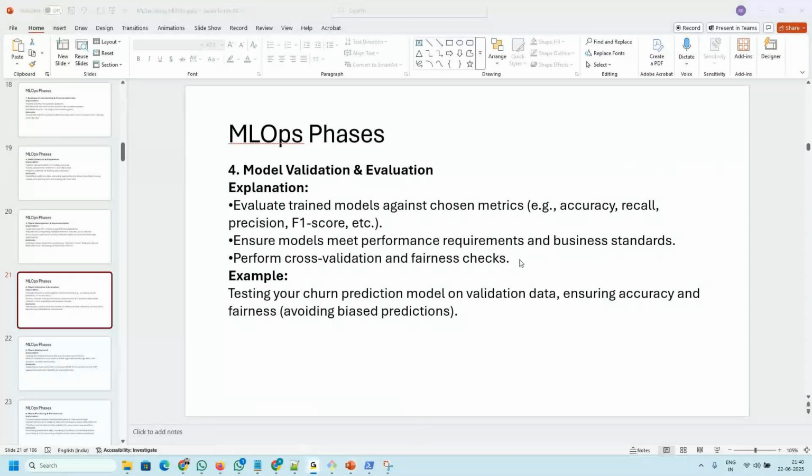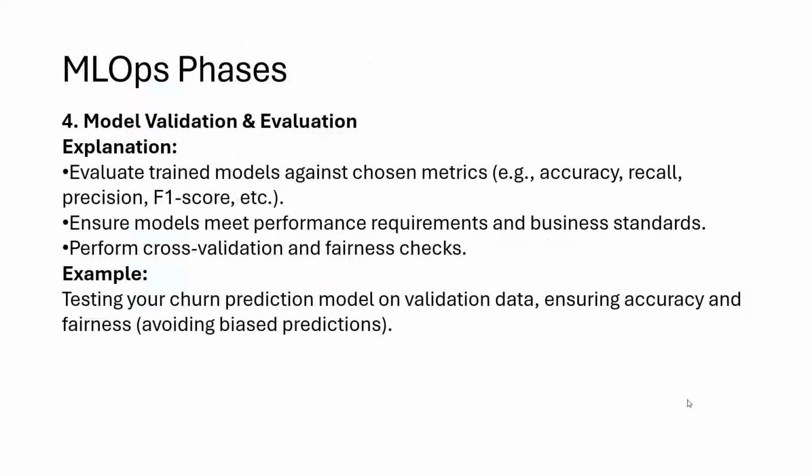So model validation and evaluation: here you can evaluate the trained model against the chosen metrics. You can compare models as well. Look at the accuracy, recall, precision, and many scores. Ensure the model meets performance requirements and business standards, and perform cross validation and fairness checks. Example, testing your churn prediction model on validation data, ensuring accuracy and fairness, and so on.